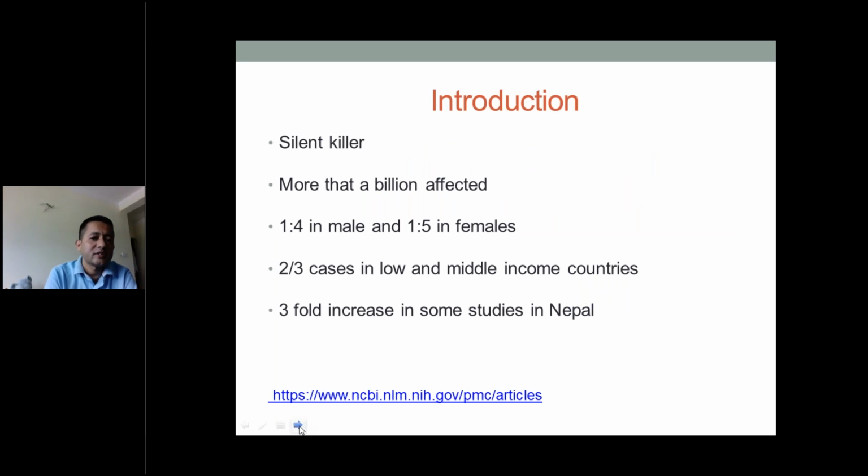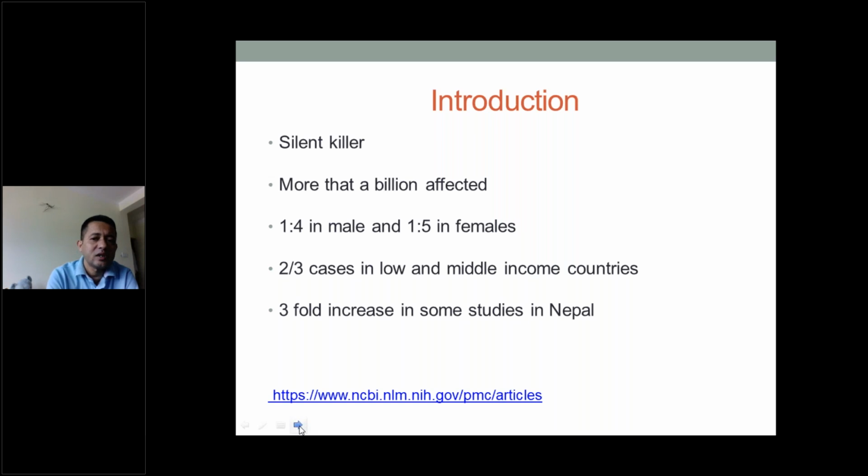So hypertension is known as a silent killer. It affects more than 1 billion people in the world. The incidence is slightly more in males, 1:4 ratio versus 1:5 in females. And unfortunately, 2/3 of these patients come from low and middle income countries. There was a study done 25 years back in the same village, and there was a 3-fold increase in the number of hypertensive patients. So hypertension is increasing rapidly in our scenario as well as worldwide.